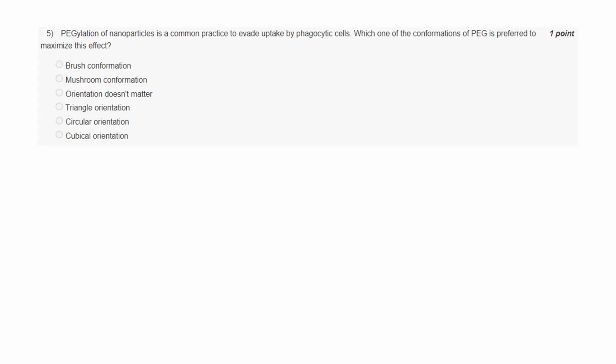Okay. The next question is, pegylation of nanoparticles is a common practice to evade uptake by phagocytic cells. Which one of the conformations of PEG is preferred to maximize this effect? Brush conformation, mushroom, orientation doesn't matter, triangle orientation, circular or cubical? Anybody wants to give it a try first? I'll wait for your response.